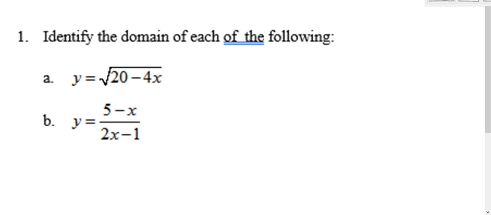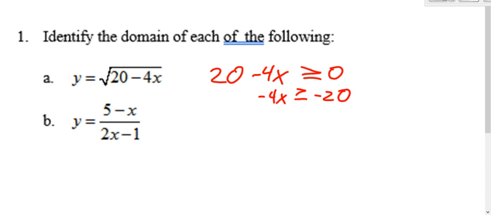So when you're figuring out the domain for square roots, the inside of the square root, the radicand, in this case 20 minus 4x, has to be greater than or equal to 0. Solve that out, and that's going to tell you your domain. So move the 20 over. Divide by -4. Since you're dividing by a negative, you must flip your inequality. So it's going to turn less than or equal to, and you get 5.